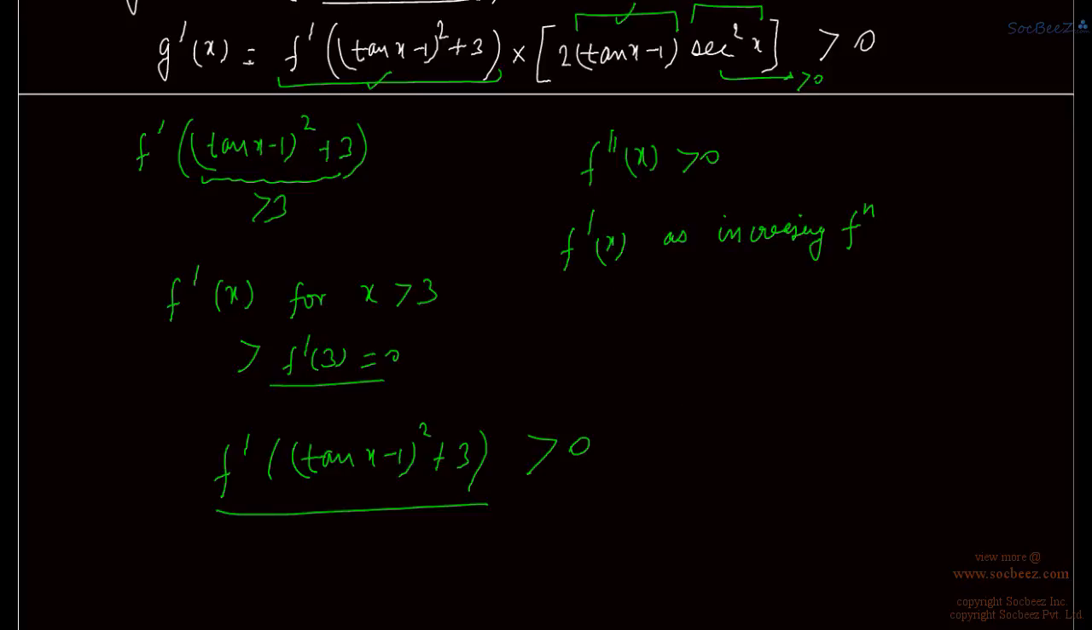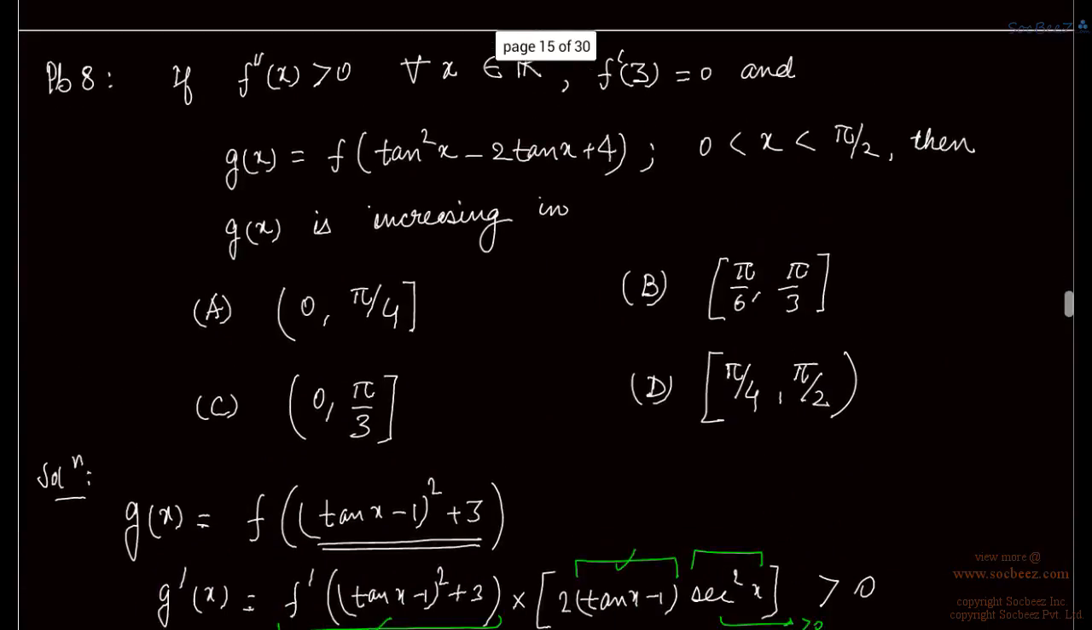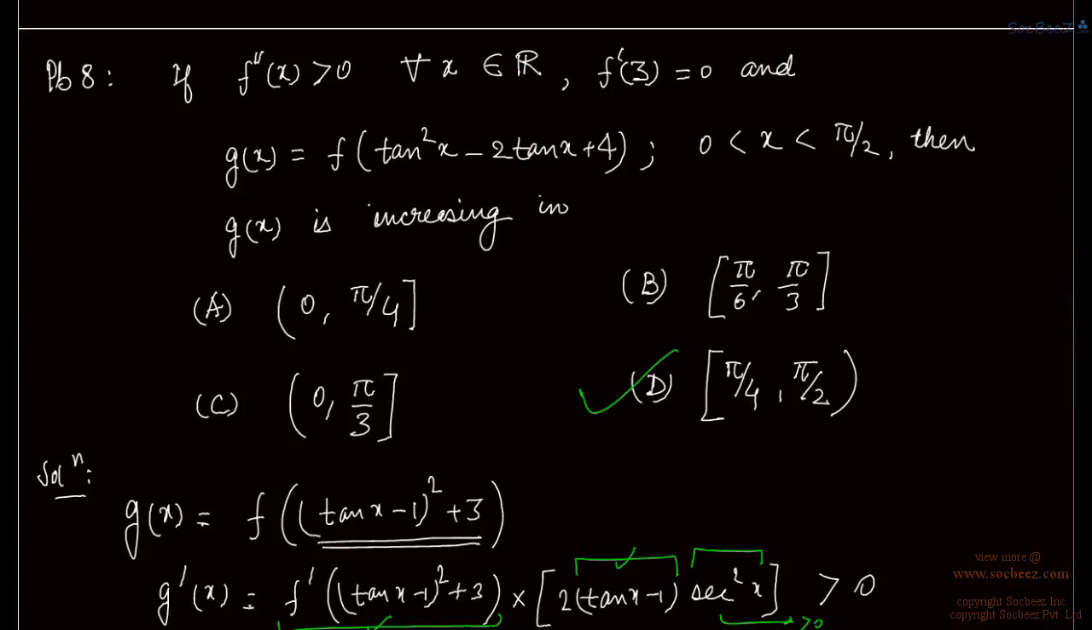So now we have to check for tan x minus 1. For tan x minus 1 greater than 0, we have x from pi by 4 to pi by 2, right? So for the interval pi by 4 to pi by 2, the function g(x) is increasing. So from here, option D seems to be correct, right?